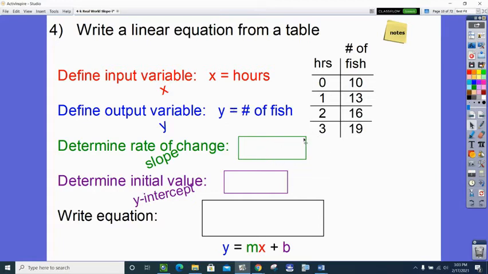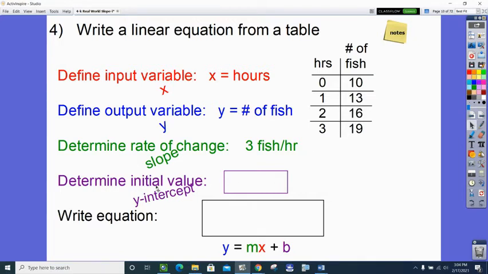So now we're going to find our slope. Remember that slope is y minus y over x minus x. Find your slope, your rate of change, please. Did you get 3 fish per hour? Oh, by the way, you could have taken 16 minus 13 and gotten 3, and 2 minus 1, 3 over 1. So no matter where you pick in the table, if the table is linear, which they told you it was, you will get the same slope, the same rate of change. So basically you're catching 3 fish an hour.